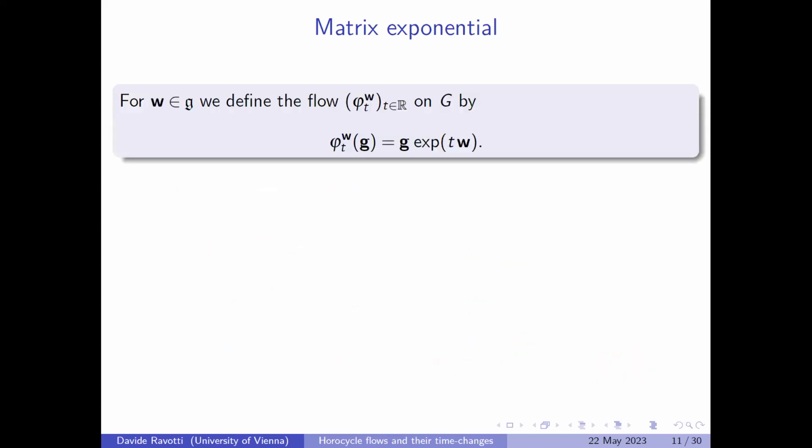So I can define, for every element W in my little g, a flow that I will call phi of W, for any time t in R, just by: at the point G, I multiply on the right by the exponential of tW. This is a collection of maps, and you can check that it is a flow, so it satisfies the group relation. t equal to 0 is the identity, and phi of t plus s is phi t composed with phi s.